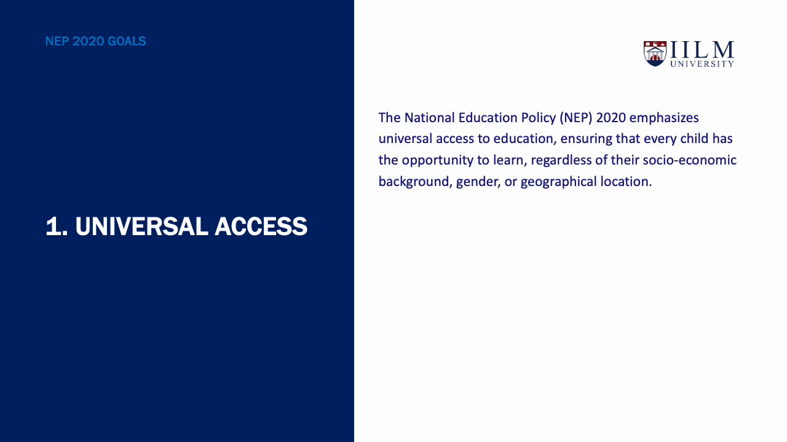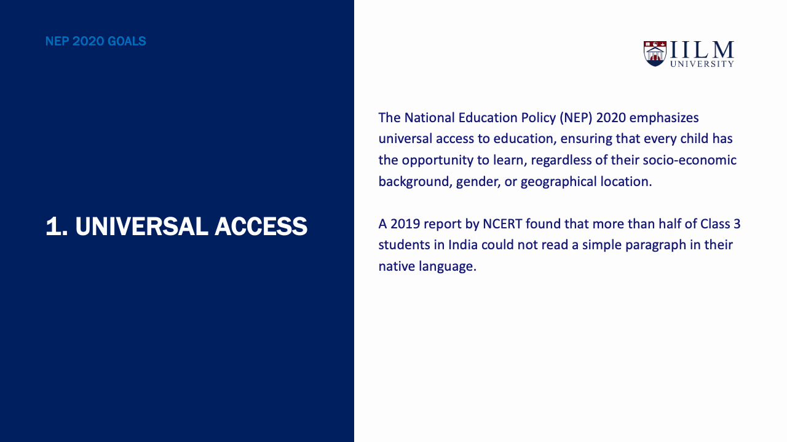The New Education Policy 2020 emphasizes universal access to education, ensuring that every child has the opportunity to learn, regardless of their socio-economic background, gender, or geographical location. A 2019 report by NCERT found that more than half of Class 3 students in India could not read a simple paragraph even in their native language. This is where the example of foundational literacy and numeracy programs comes in. Children who lack FLN skills are more likely to drop out of school and face a disadvantage in school.